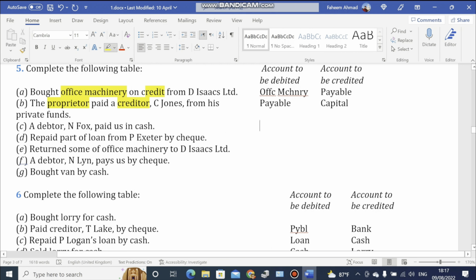Next we got a debtor paid us in cash. So debtor is an asset and cash is also an asset. Cash has increased in the business. When cash has increased in the business, cash is an asset, increases, debit. On the other hand, debtor is a receivable. Receivable is an asset. Receivable decreases, credit.